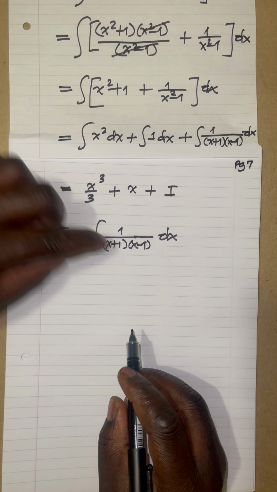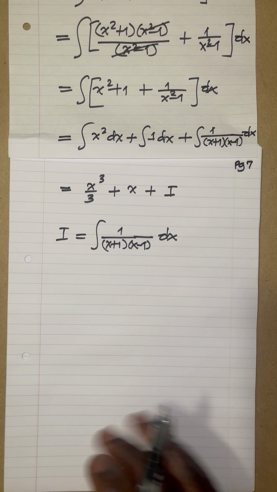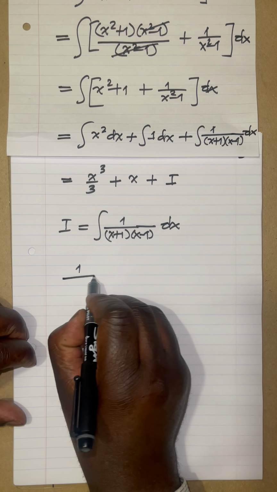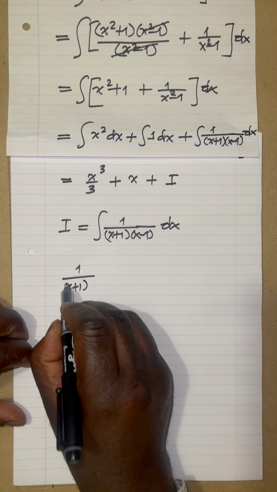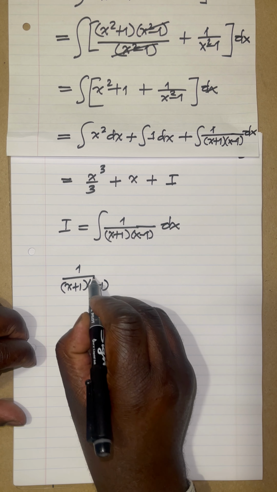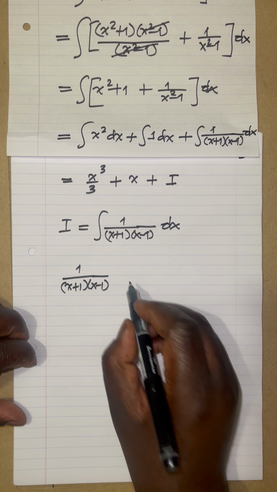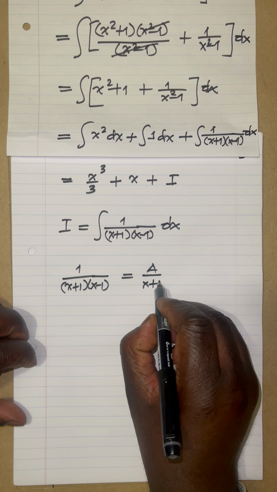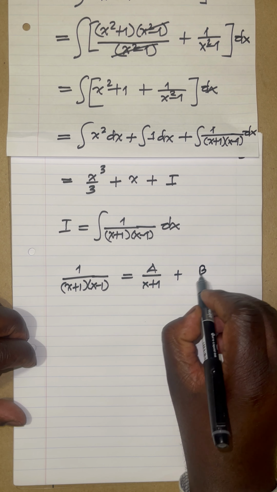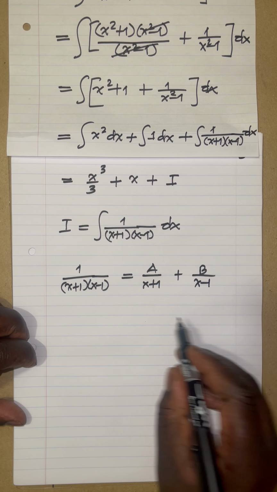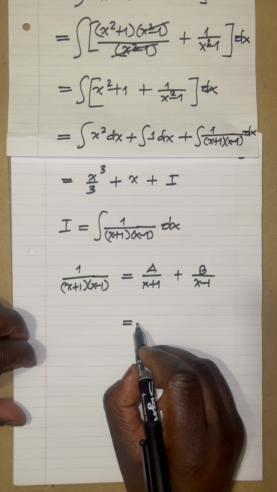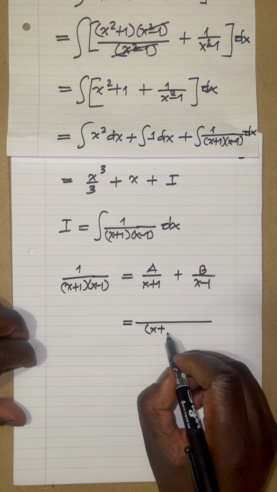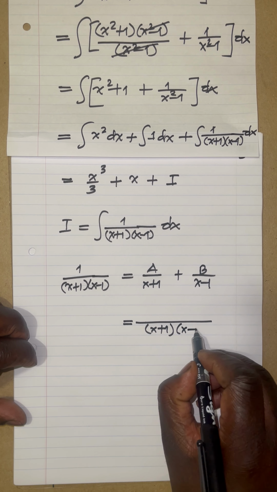Now, I have to decompose this using partial fractions as follows. So I'm going to say 1 over (x plus 1)(x minus 1). How do we break this one down? Well, both these terms are linear terms, so we're going to say A over x plus 1, and then plus B all over x minus 1. The lowest common denominator on the right, obviously, is the product of these two terms, like so.